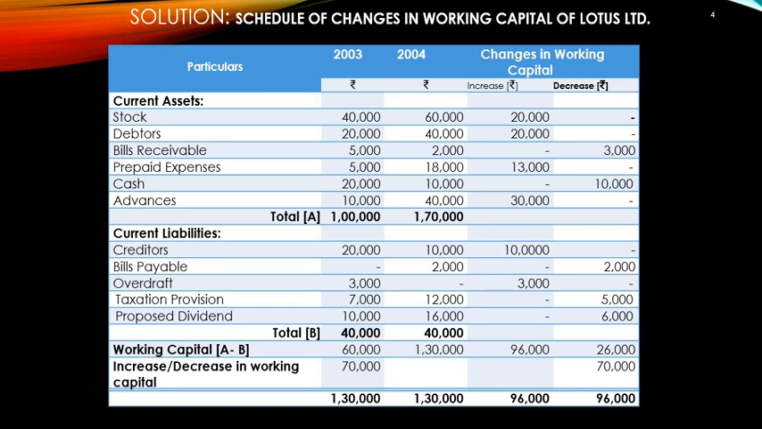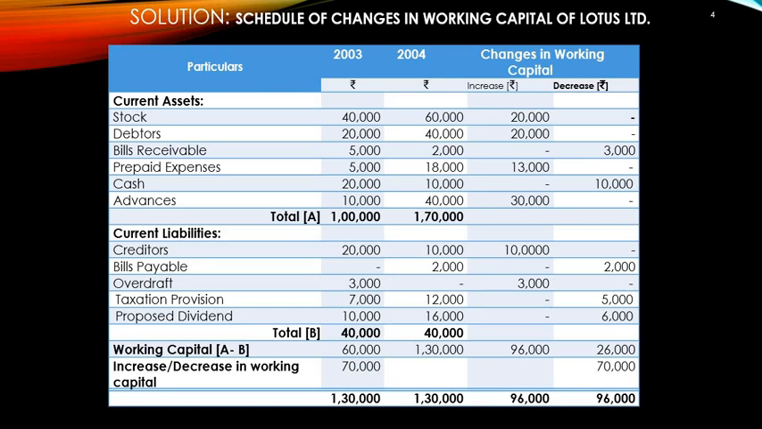Just compare them to the previous year. For example, for the stock, in the year 2004 we have 60,000, but in the year 2003 we have 40,000. That means rupees 20,000 is increased. So in the increased column write 20,000. Next, debtors. In the year 2004 we have 40,000, in the year 2003 we have 20,000. That means there is a 20,000 rupees increase.